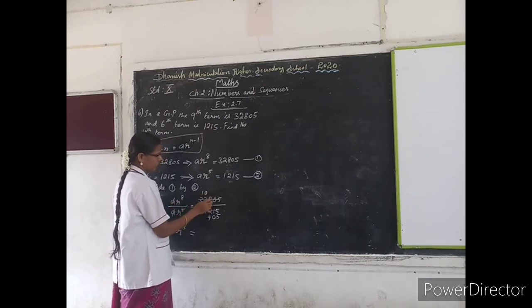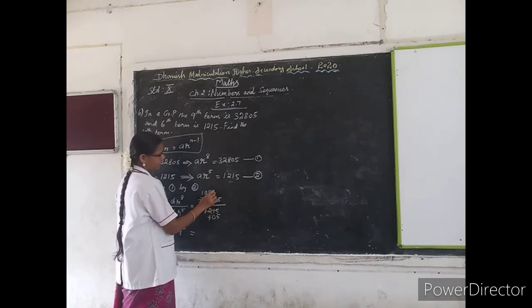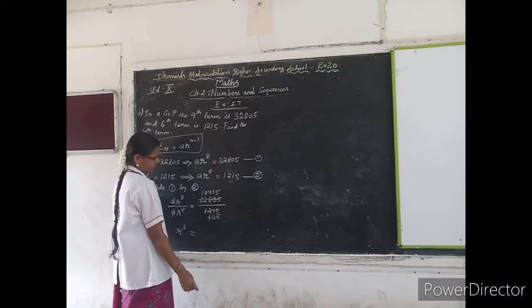Now take 28. 9 3s are 27. Now the remainder is 1. Now take this 10. 3 3s are 9. The remainder is 1. Now take this 15. 5 3s are 15.